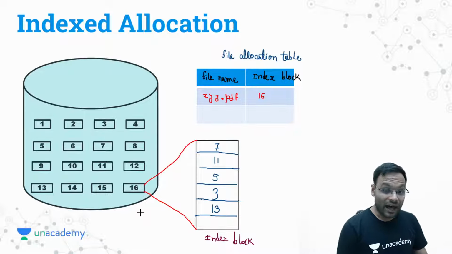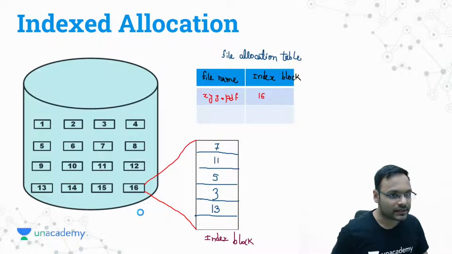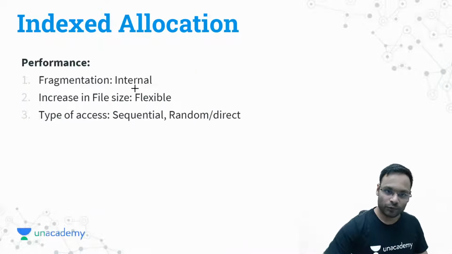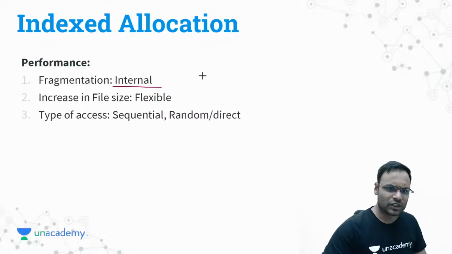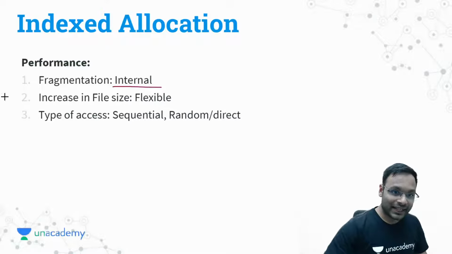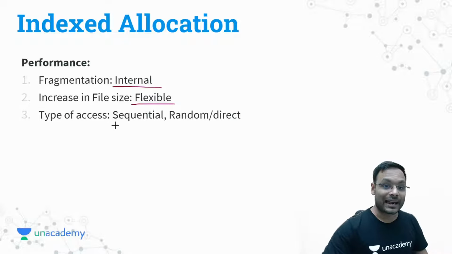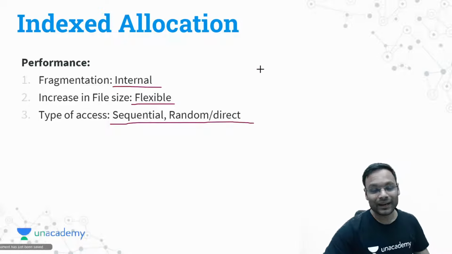Understood that? Now, I would like to give some more information about this index allocation. First of all, only internal fragmentation. Yes, that will always be there, just because the block is too big. Then increasing the file size will be flexible here. Plus the type of access can be both random and sequential.